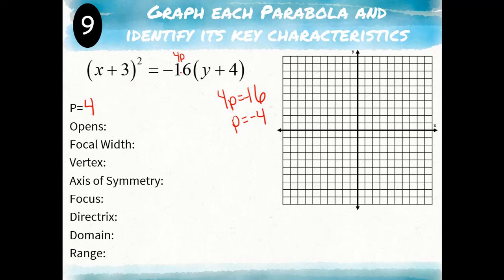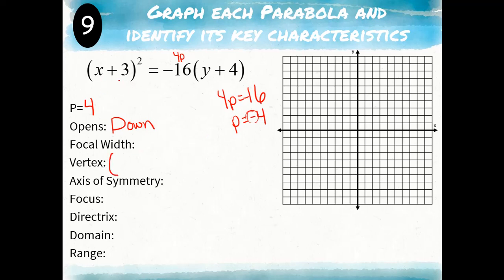Opens. The thing that the negative right here notates is that it's going to be either left or down. Now remember, how to figure that out is we're going to take a look at what's squared. Well, in this case, the x is squared. So that means it's either going to be up or down. Since it's a negative p-value, we're going to go down when we open. We're going to wait on our focal width. Let's find our vertex now.